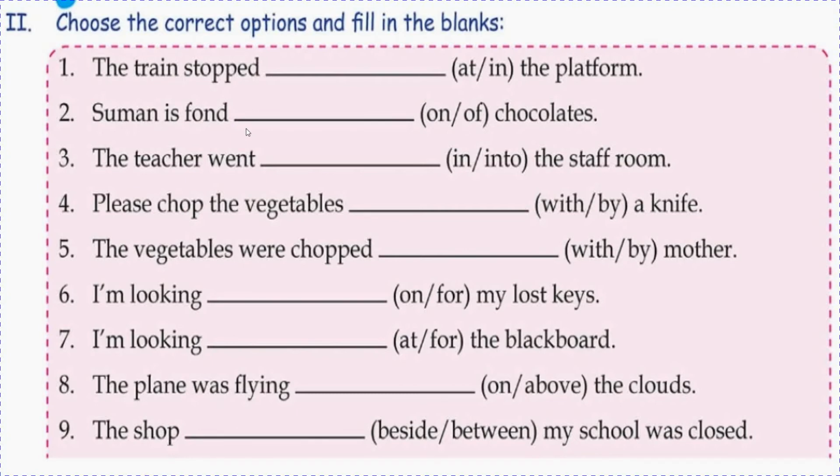Roman number 2 is, choose the correct options and fill in the blanks. The train stopped at the platform. Platform is a smaller area, so we will write at. But for big platforms, we can also write in. Suman is fond... no, in will be wrong, children. The train stopped at the platform only. Suman is fond of chocolates. There are many words with which only of will go, like fond of, afraid of, jealous of, proud of. The teacher went in or into, children. We can see the movement is there.